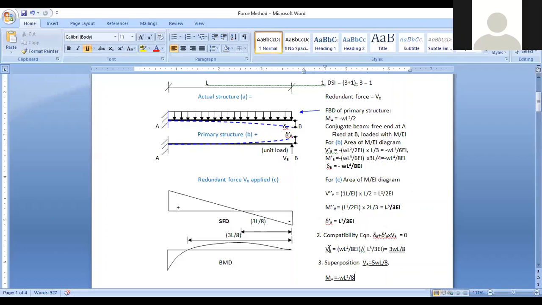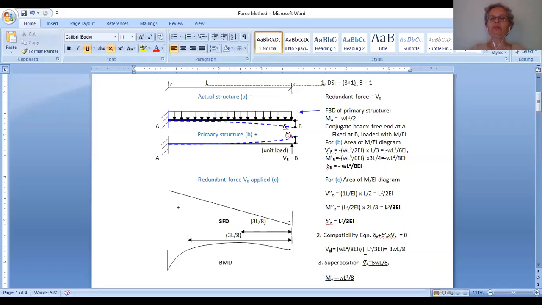Actually, it's a mistake on my part. This should have been VB. So this VB is equal to WL raised to 4 upon 8 EI, divided by L cube over 3 EI. That comes out to be 3WL by 8, which means that this reaction at the prop end is equal to 3WL by 8.